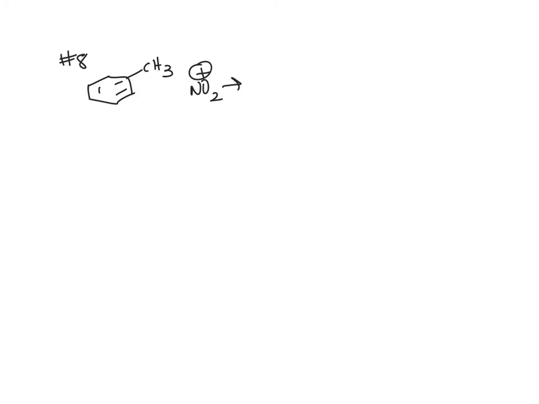And now we're adding to the para position. So when this product is formed, what do those resonance structures look like? Okay, so we're taking this here. Well, it won't be that one. It'll be this one here. This is your para position. We'll put in our hydrogens. Those electrons will go here.